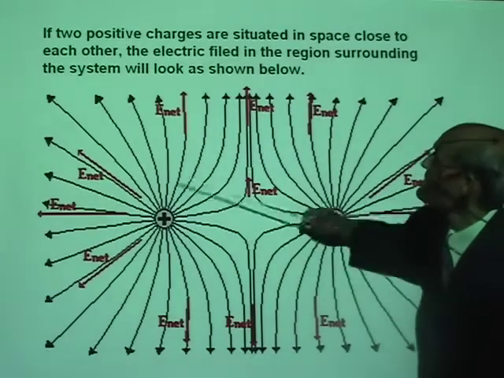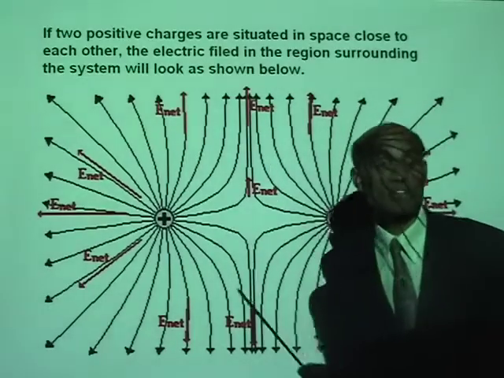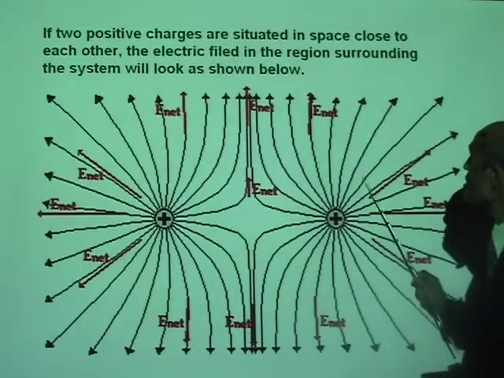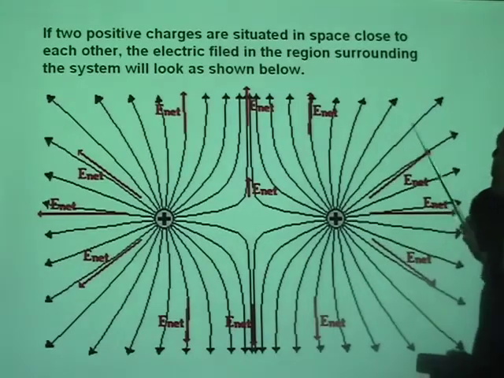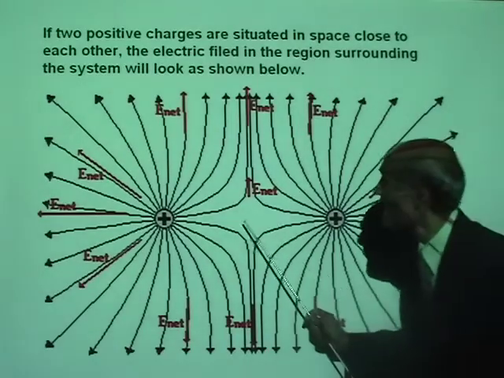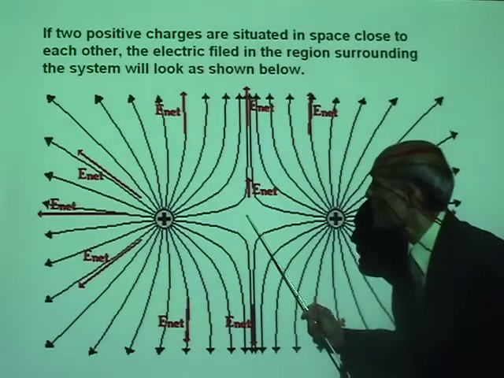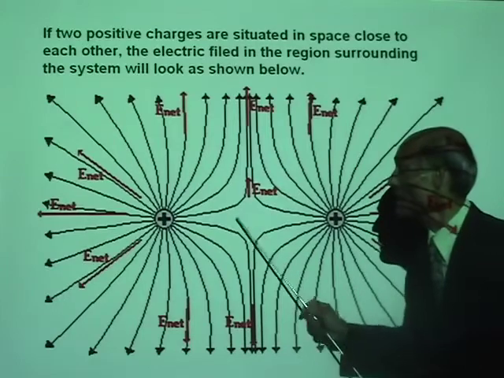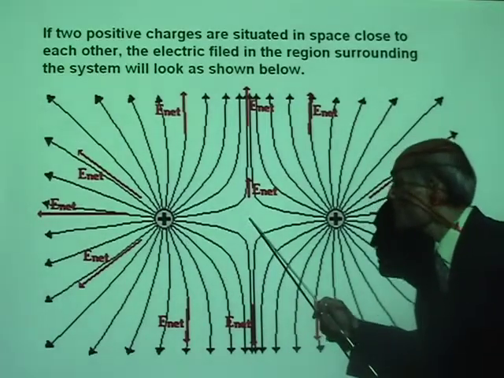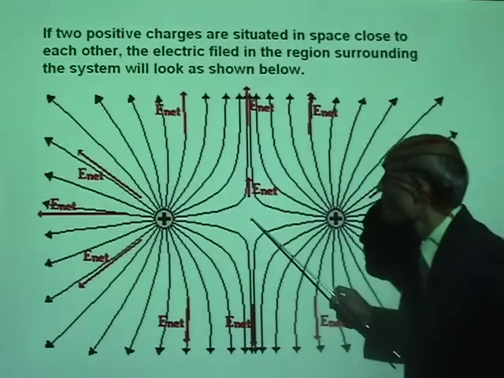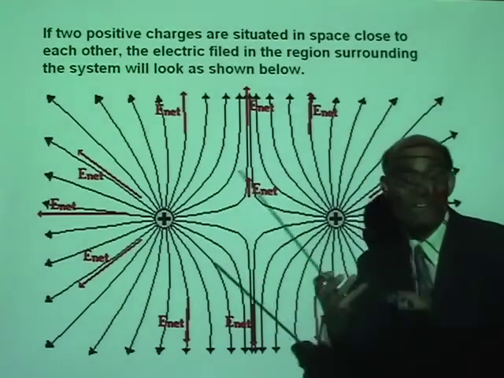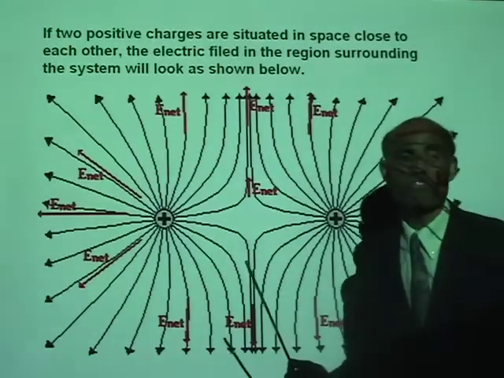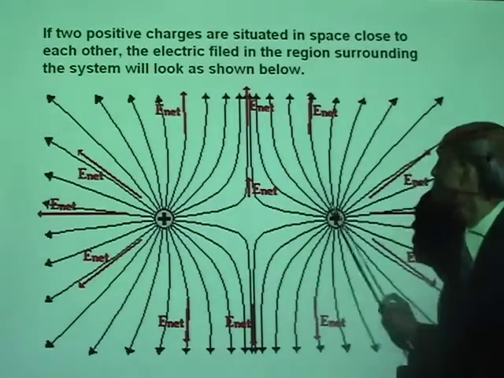So each of these lines tells you the direction in which a test charge will move. If you place a test charge here, it will move away like that. On the other hand, if I place a test charge here, it will have no force on it. Why? Because this will pull it away that way, this will pull it away that way, and it will have no net force on it. So this is called the electric field lines due to two positive charges.